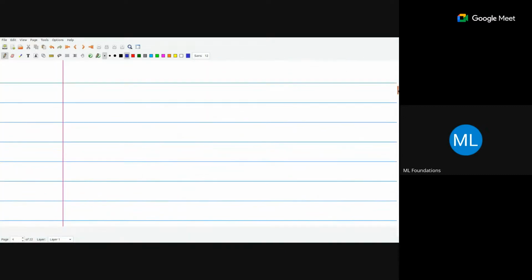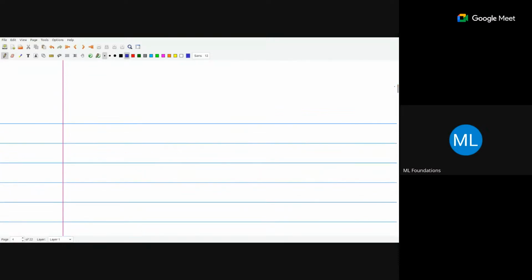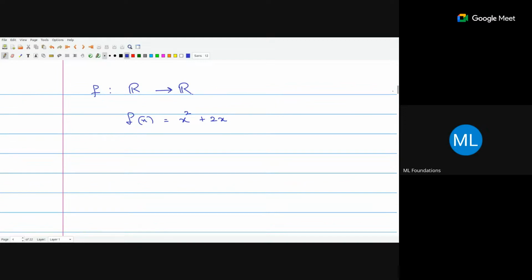So whatever you said, how do I check at every point? If there are infinite points, I can't sit and compute every point. So let me take an example. A function is defined, let's say f of x is equal to x square plus 2x.